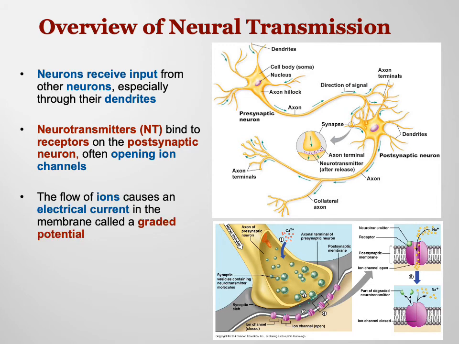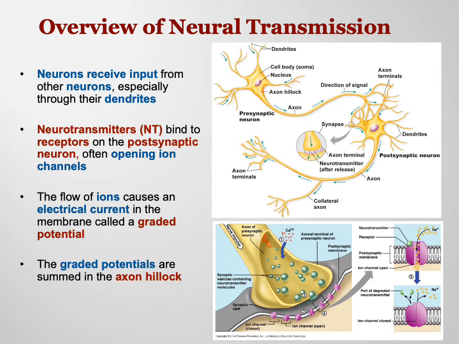And then the flow of ions causes electrical current. Remember at the NMJ, that was the muscle action potential. In general, from now on, when this happens on neurons, we're going to call those graded potentials. We call them graded because they can vary in size. Whereas the action potential is always exactly the same size, graded potentials can vary in their size, all right?